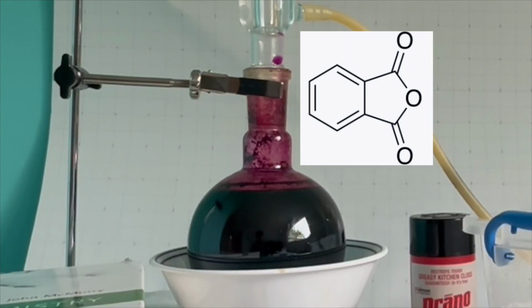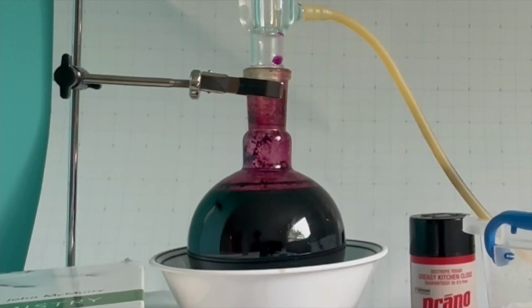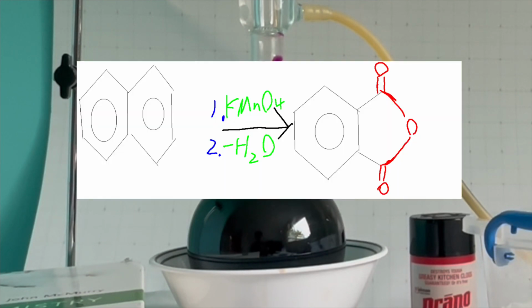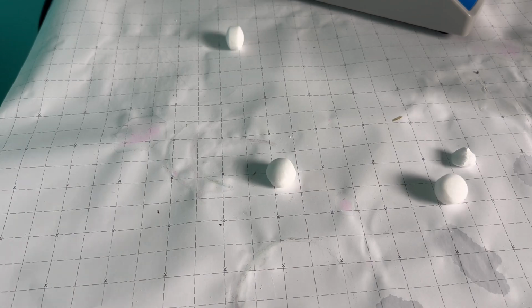Phthalic anhydride is a very important chemical in the industry as it can make both dyes and pharmaceuticals. Today, I will be synthesizing it with the permanganate oxidation of naphthalene. First, I got myself a source of naphthalene.